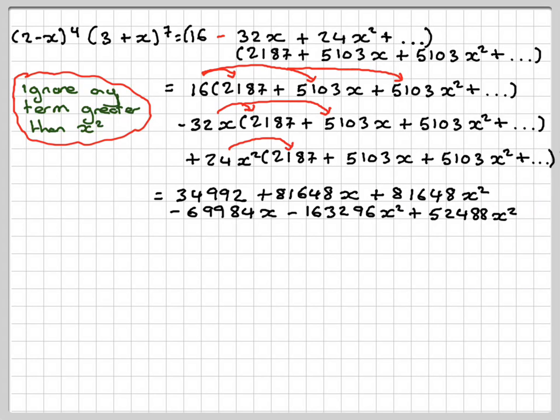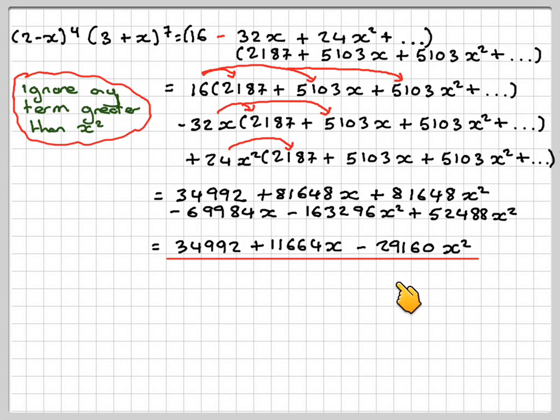Collecting together the like terms, that's going to give me 34,992. So I need to collect that one and that one together. That's going to give me plus 11,664x. And then in the last case, I need to collect these three terms together. Make sure you take account of the signs in front, and that gives me 29,160x squared.